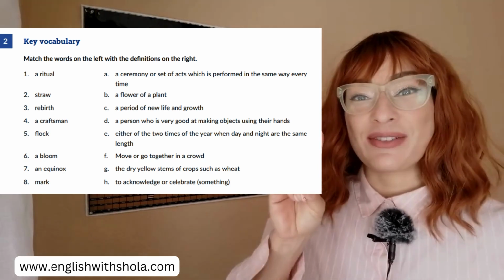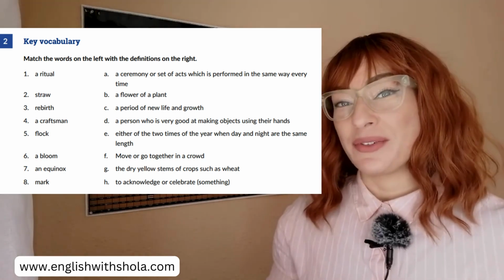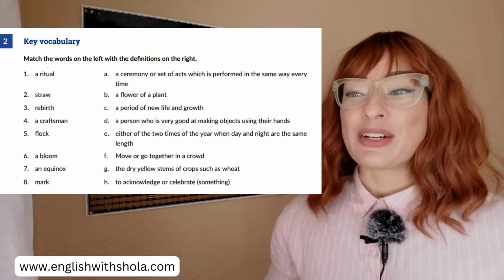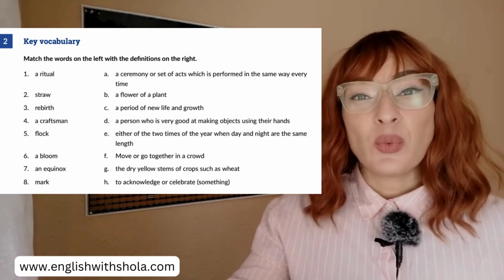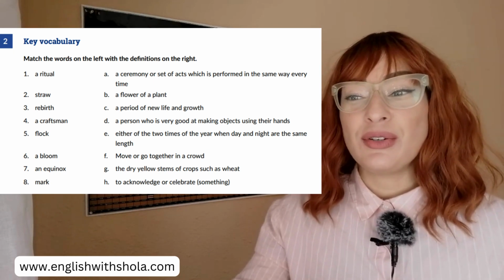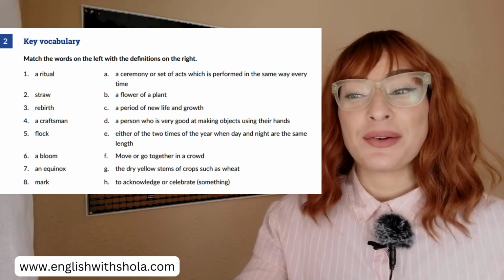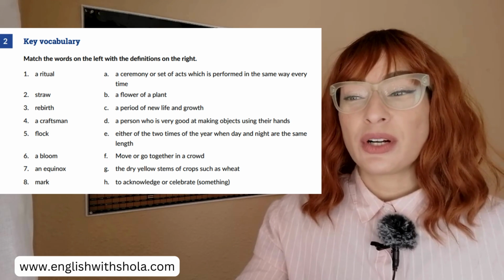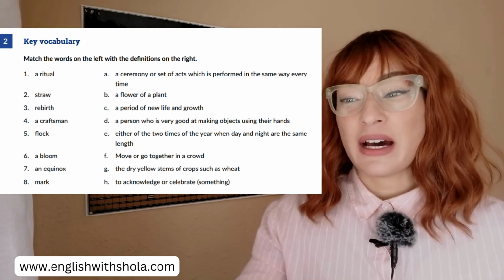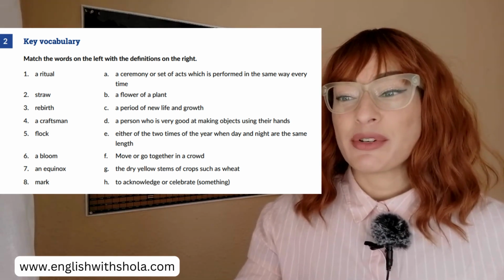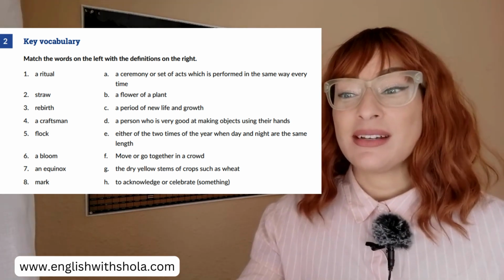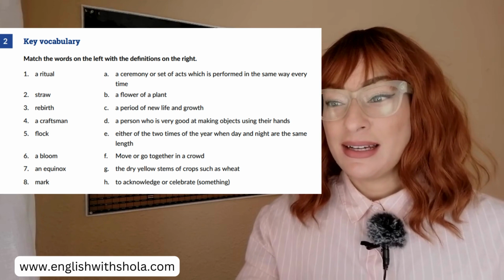Now let's move on to exercise 2, which is to focus on vocabulary. You're going to match the words on the left with the definitions on the right. Number 1, a ritual. Number 2, straw. Number 3, rebirth. Number 4, a craftsman. Number 5, flock. Number 6, a bloom. Number 7, an equinox. Number 8, mark.